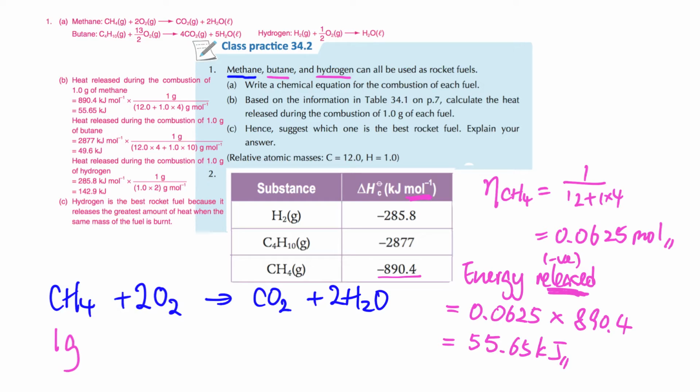You can use the same method to do butane and hydrogen, and then find out which one is the best fuel. If you compare each of them using 1 gram, the one that releases the most energy should be the best fuel for the rocket. So that would be it.